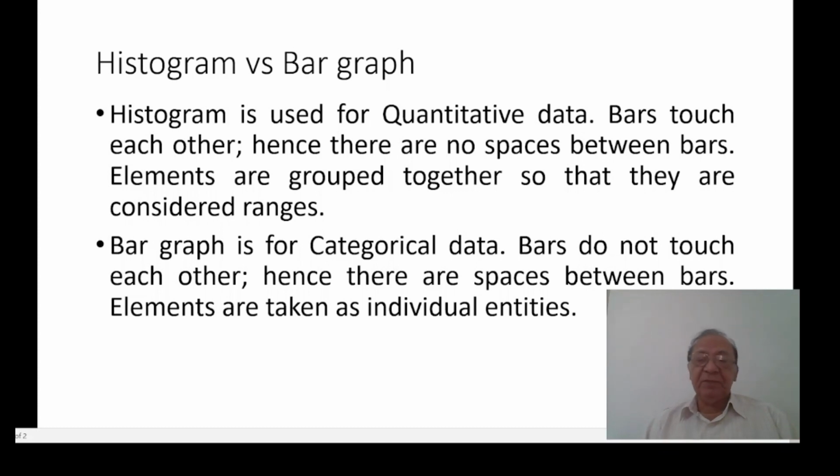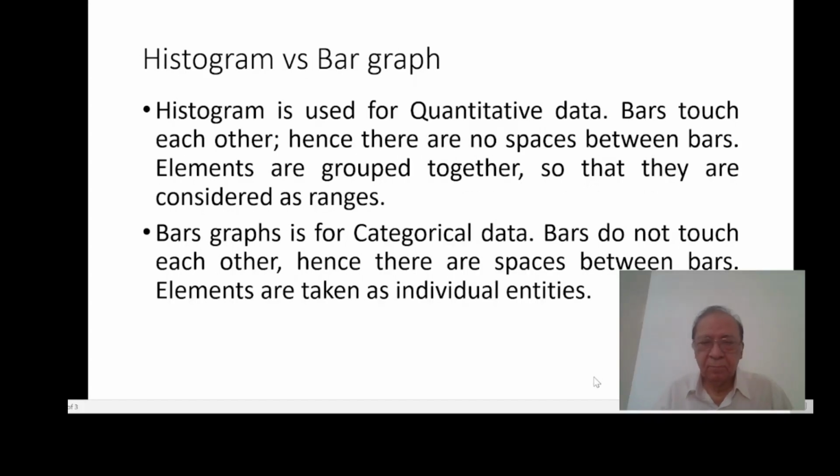See, there is a difference between histogram and bar graph. Histogram groups the data. They are considered in ranges. Histogram works on quantitative data. Bars touch each other, hence there are no spaces between bars. Bar graph is for categorical data. Bars do not touch each other, hence there are spaces between bars. Elements are taken as individual entities.